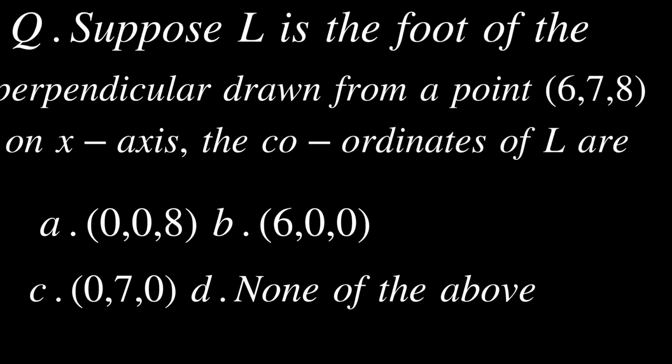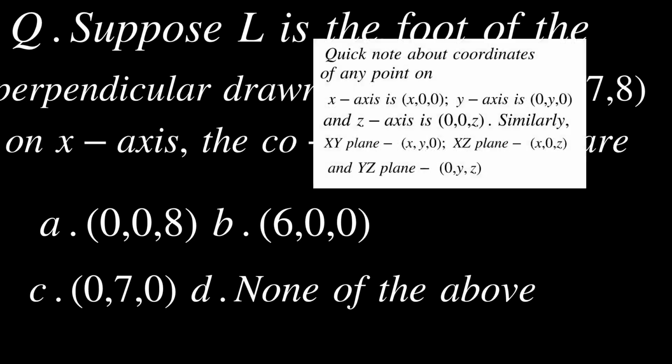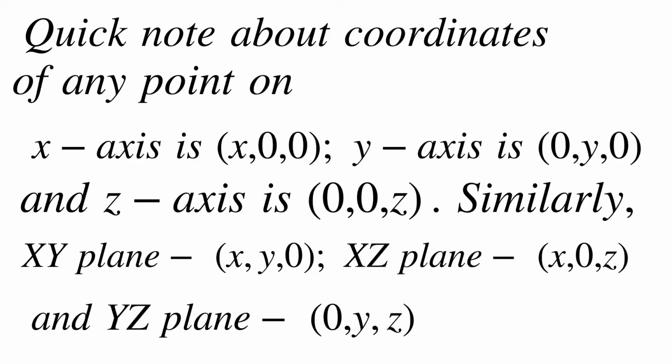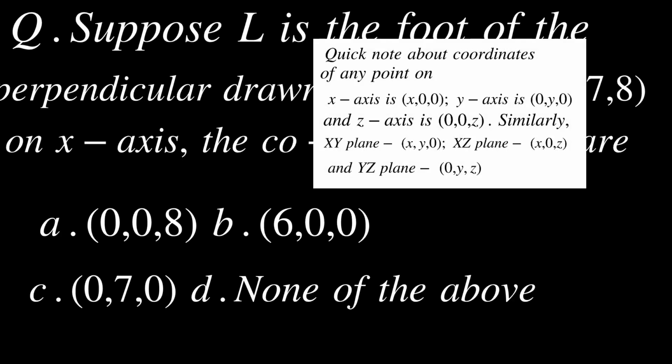And one thing you should note is that any point P which lies in a space contains three coordinates: x coordinate, y coordinate and z coordinate. Also you should remember one point as shown here. You can see the coordinates of any point which lies on x-axis, y-axis, z-axis as well as on xy plane, xz plane and yz plane.